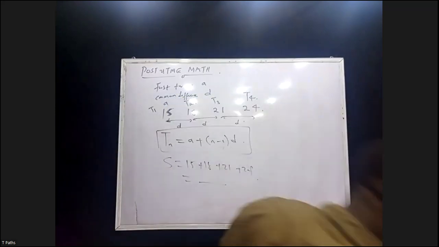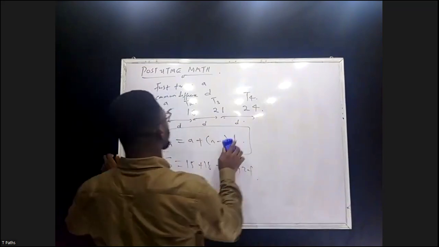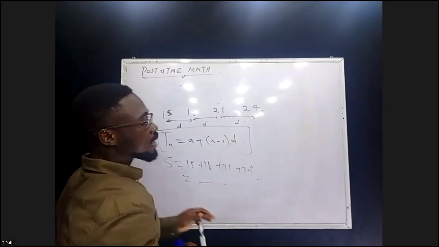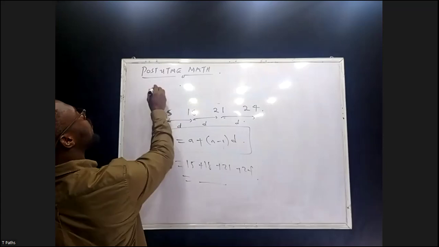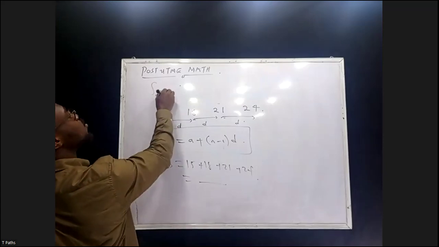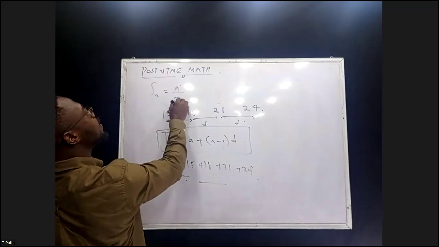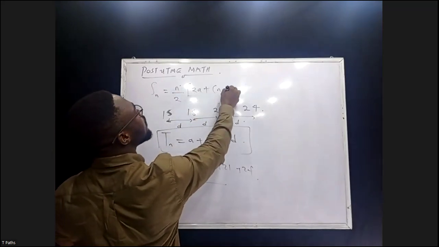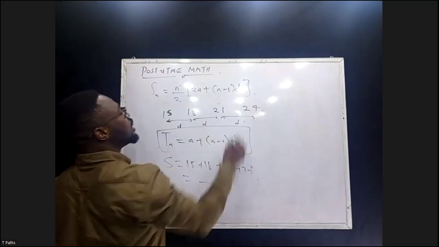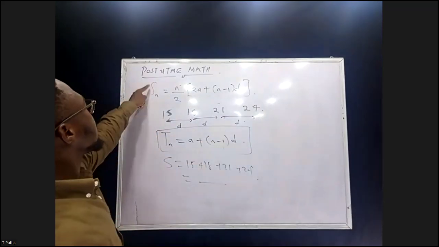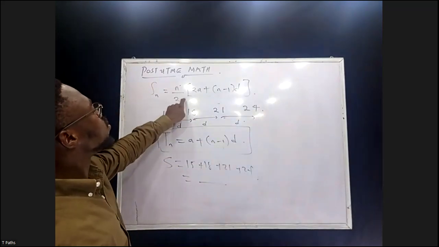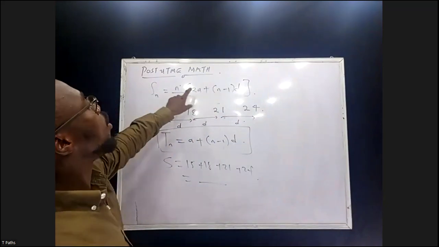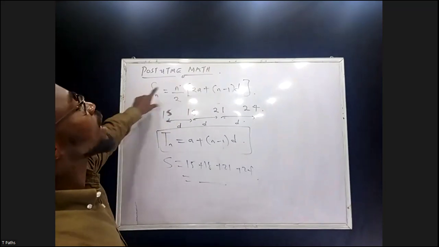Now, a formula has been derived for the sum of AP, which you must have at the back of your mind: the sum of an AP to n terms is equal to n over 2 into (2a plus (n minus 1)d). So with this formula, Sn equals n over 2 times (2a plus (n minus 1)d), you can get the sum of any number of terms.